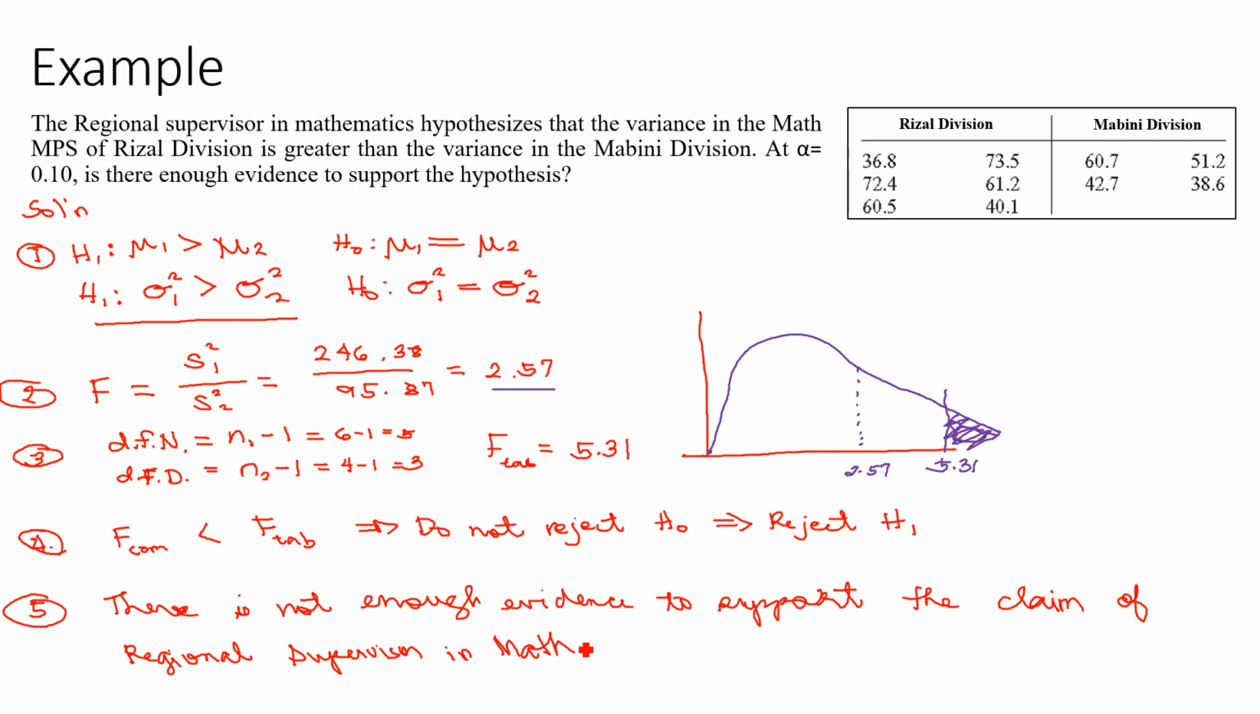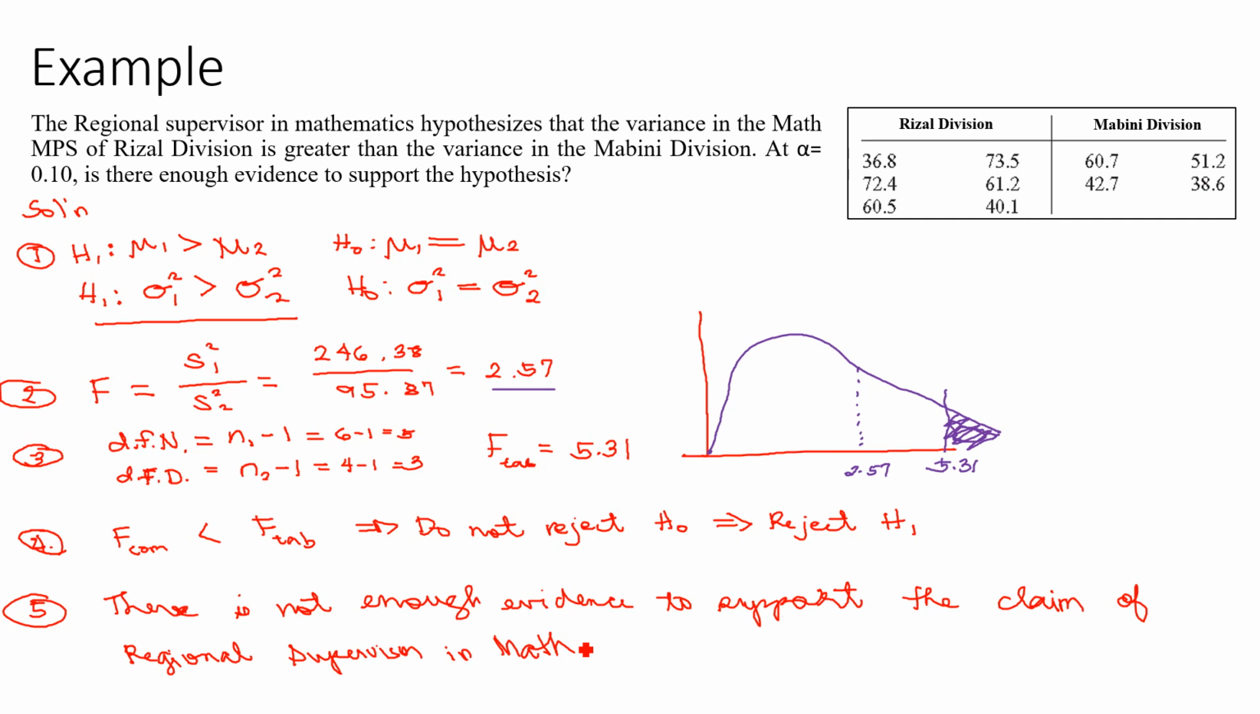So there is not enough evidence to support the claim of the regional supervisor since the computed f value is less than the tabular f value. And it implies that we are not going to reject the null hypothesis, which implies also that we are going to reject the alternative hypothesis. Since the alternative hypothesis is the claim of the regional supervisor, therefore we have statistical evidence not to support the hypothesis of our regional supervisor in this case.